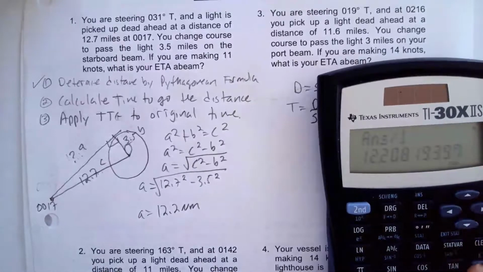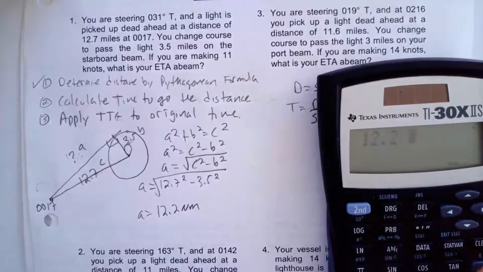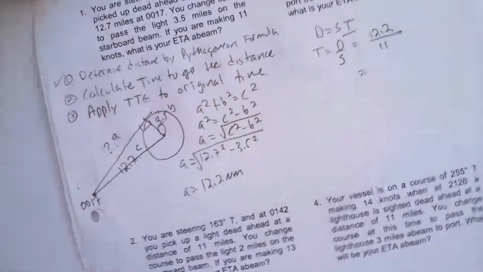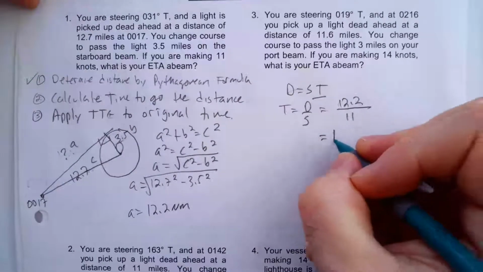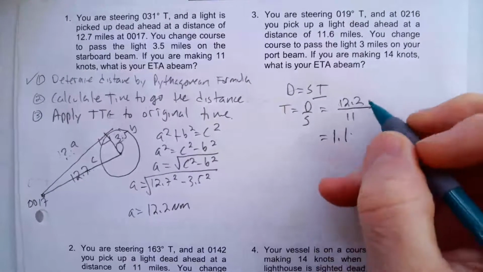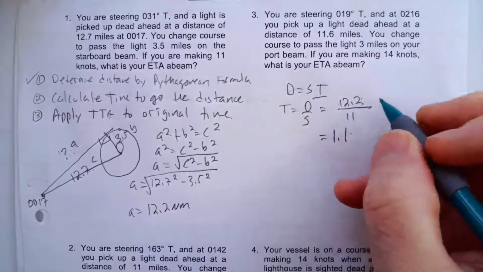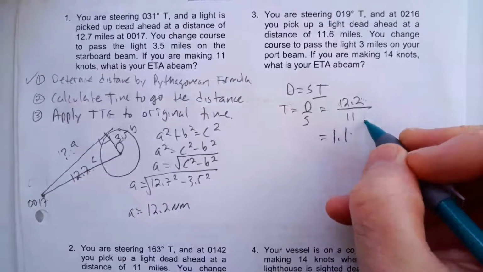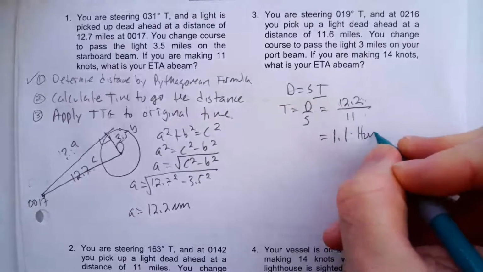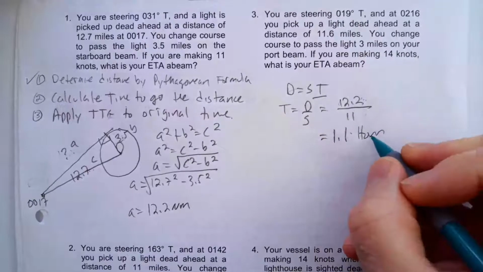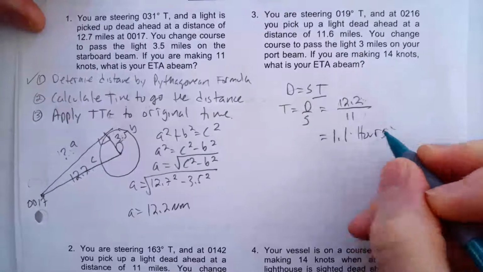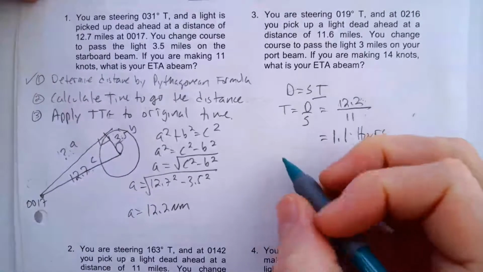12.2 divided by 11 is 1.1. Now that is in hours, because it's nautical miles divided by nautical miles per hour. This is in hours. Great. Now, what was my original time?